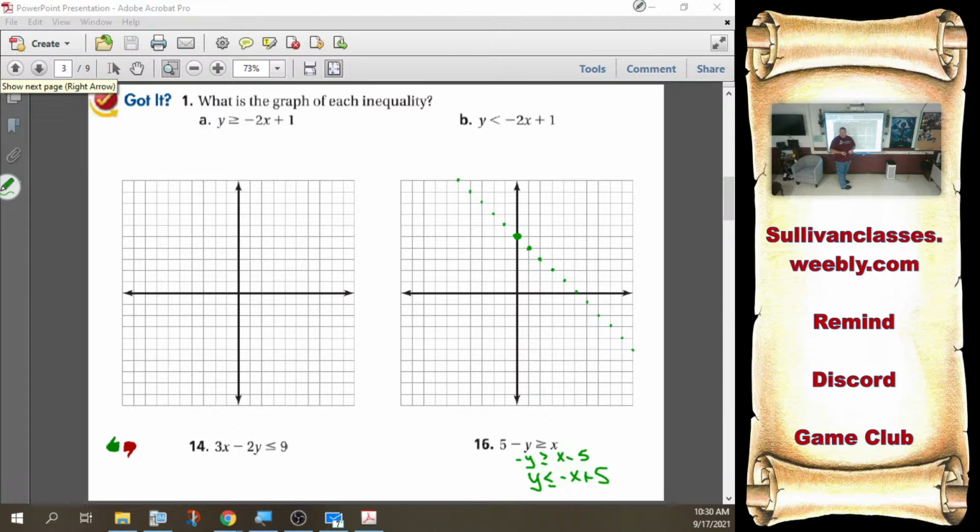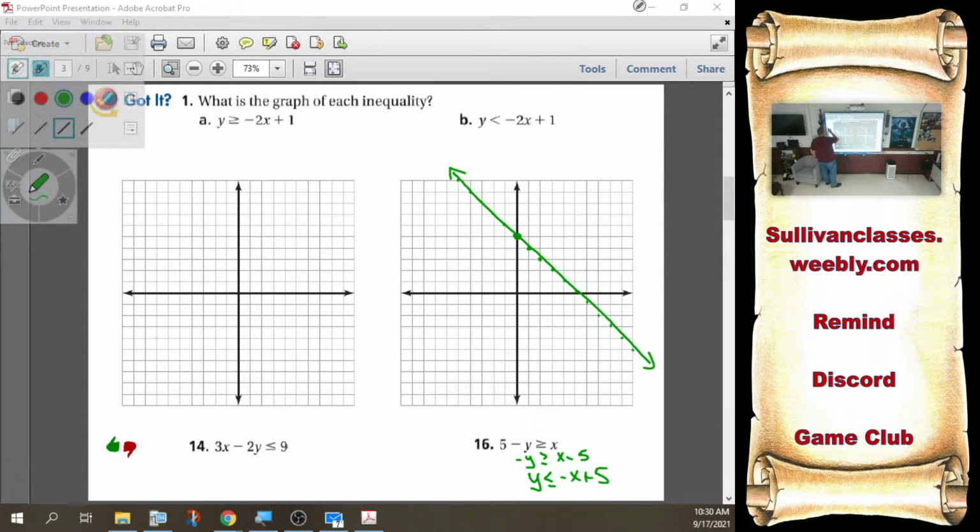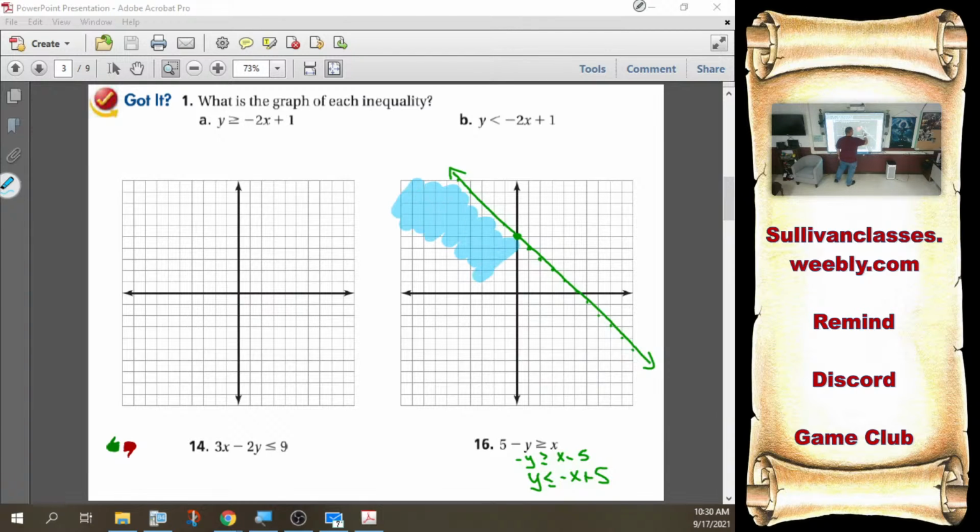Solid or dotted line? Okay, more ink here means more ink there. And now that I have rearranged it, so it's y is less than the line, I don't really have to do much thinking. Y is less than the line. So now shade everything less than that line.